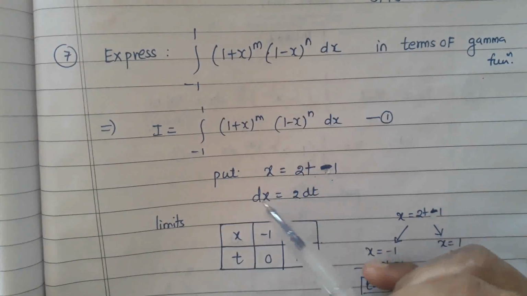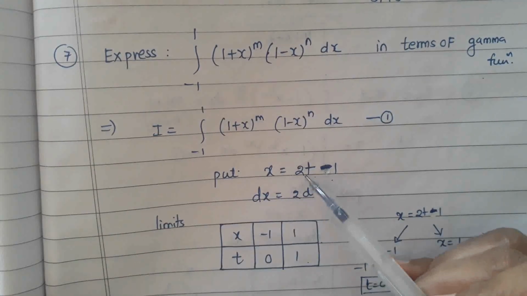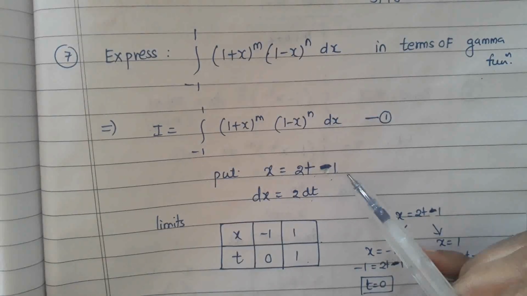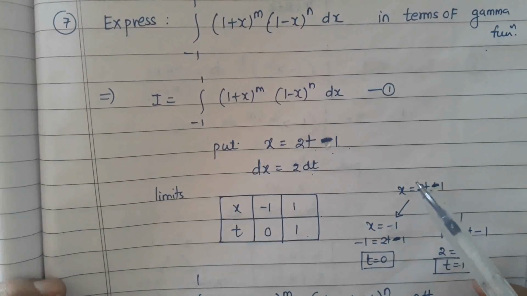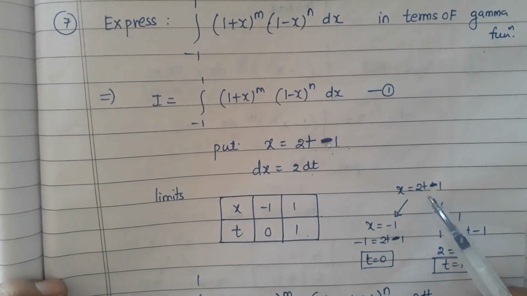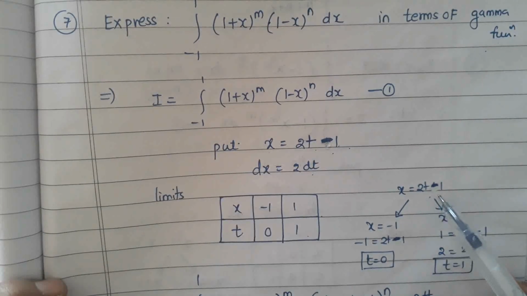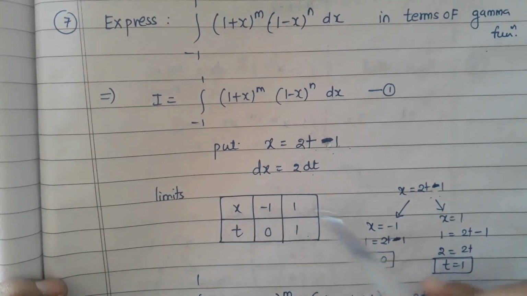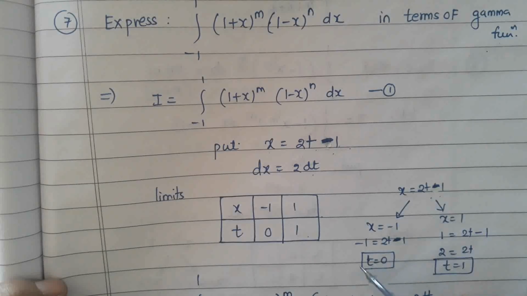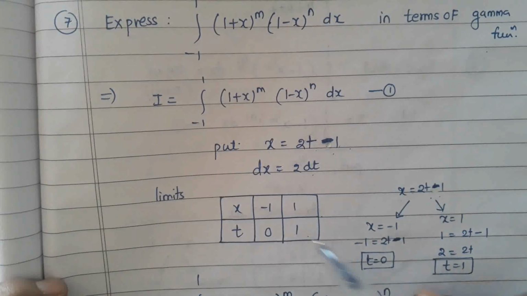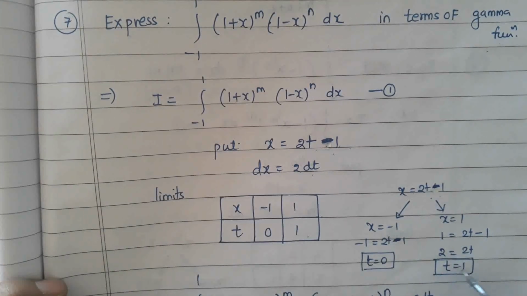Differentiate on both sides. dx is equal to 2 dt, since the derivative of minus 1 becomes 0. Use this substitution to change the limit. x is equal to 2t minus 1. When x is equal to minus 1, t becomes 0. And when x is equal to 1, t is equal to 1.